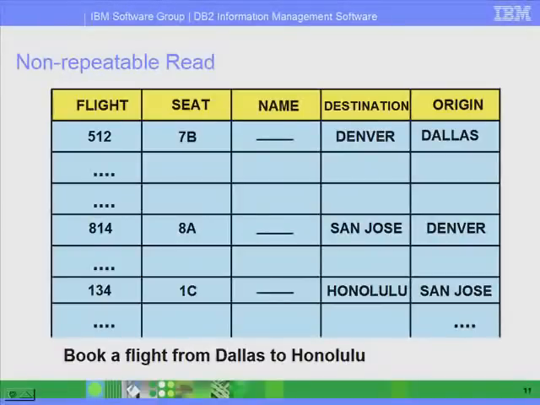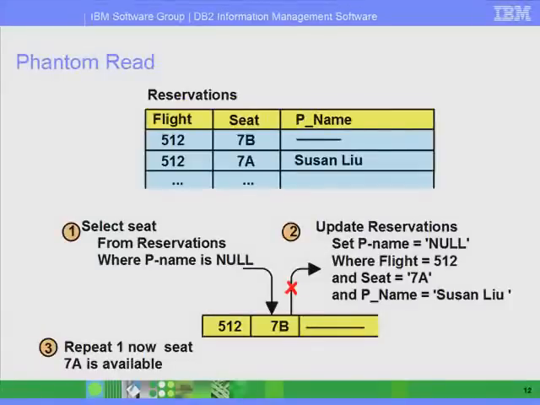Then another application comes in and performs an update or some sort of operation that will remove one of these rows from the cursor. That means that when the first application issues the same select statement again, it will see that there are fewer rows returned. So that's what is called a non-repeatable read. You cannot repeat the same result for the same read operation, the same select operation, or the same cursor.